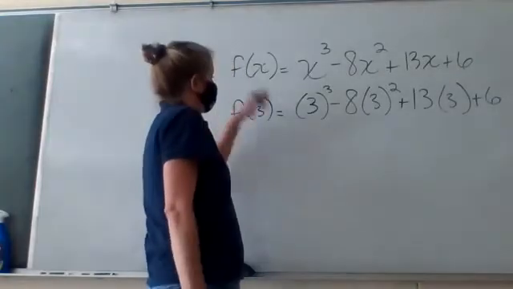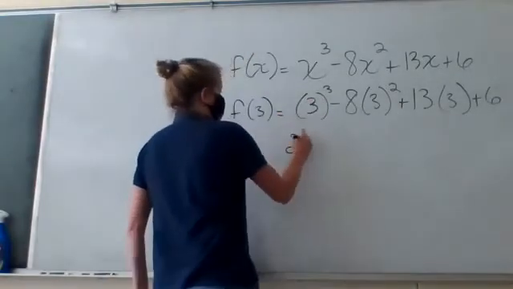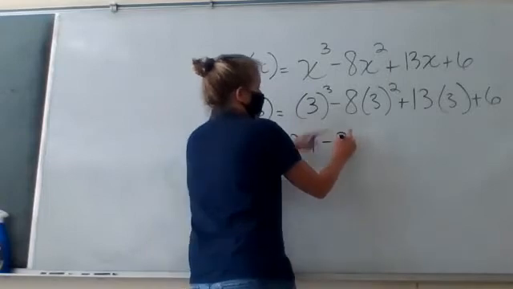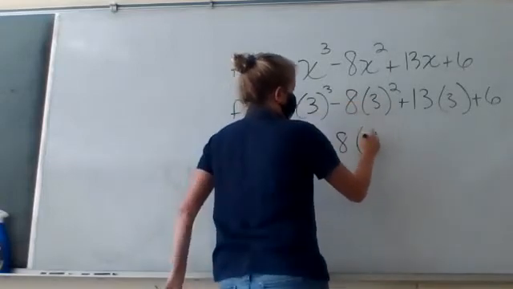So let's do our exponents. 3 to the 3rd is 27, minus 8 times 3 squared is 9.